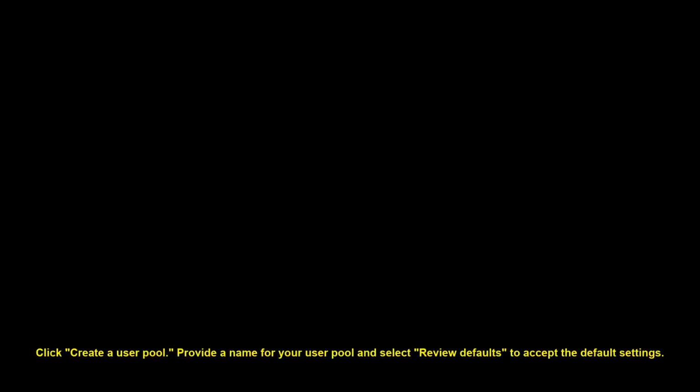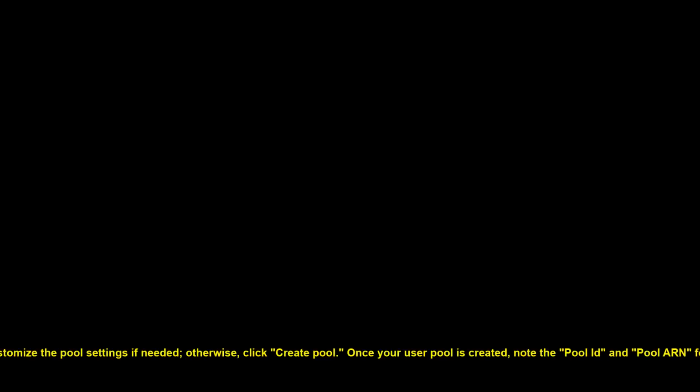Navigate to the Cognito service. Choose Manage User Pools to create a new user pool. Click Create a User Pool. Provide a name for your user pool and select Review Defaults to accept the default settings. You can customize the pool settings if needed, otherwise, click Create Pool. Once your user pool is created, note the pool ID.